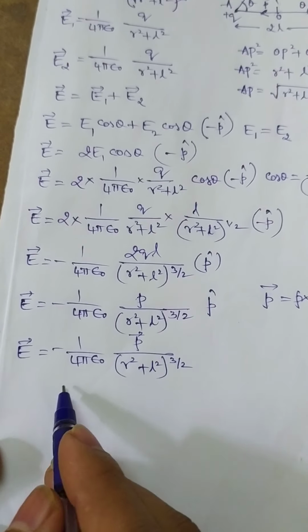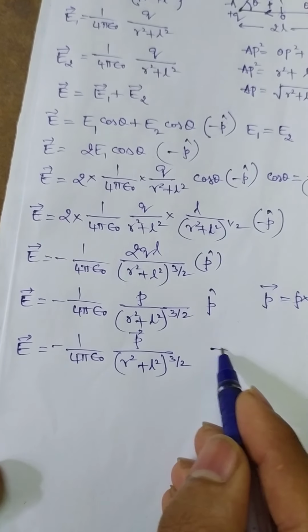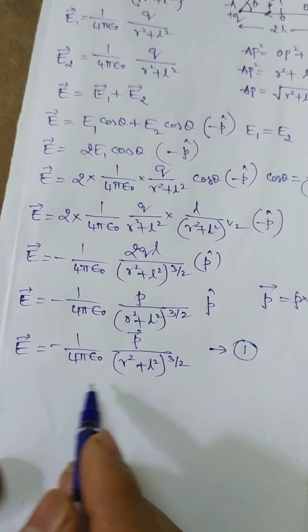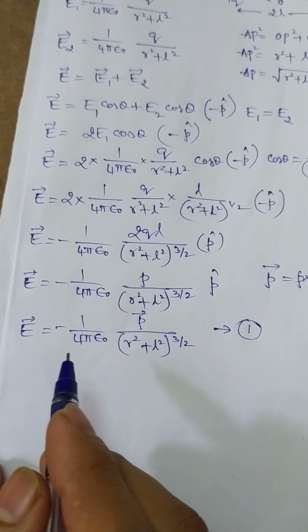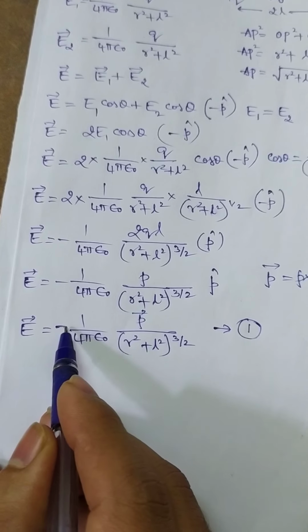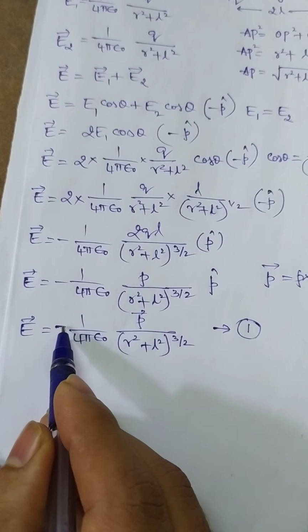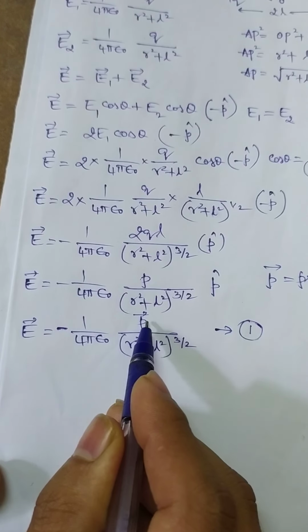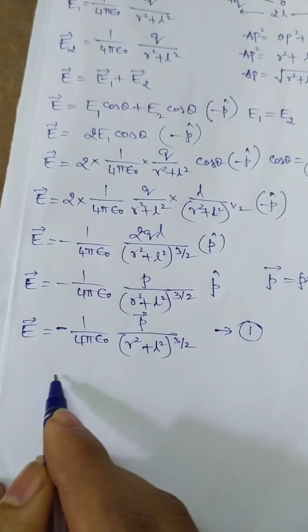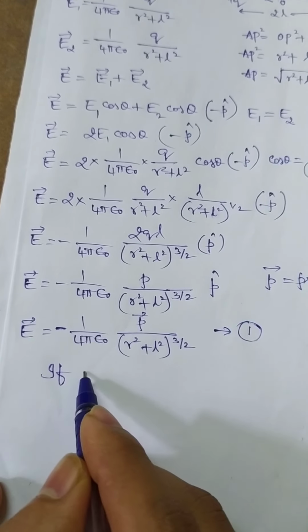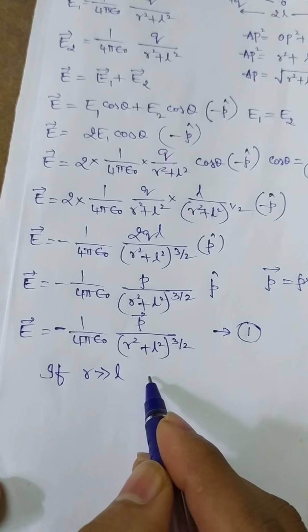This is equation 1, the expression. The negative sign denotes that the electric field will always be opposite to the direction of the dipole moment. Next, if R is very much greater than L, what happens?